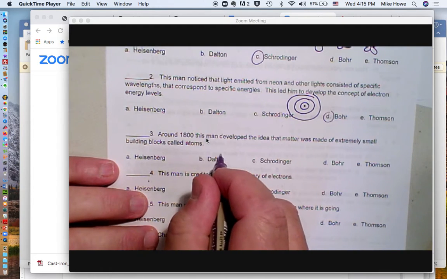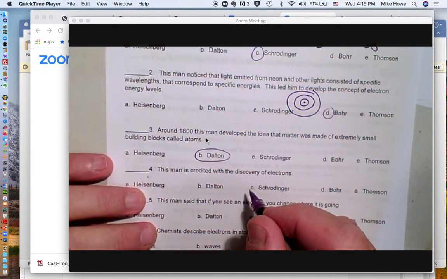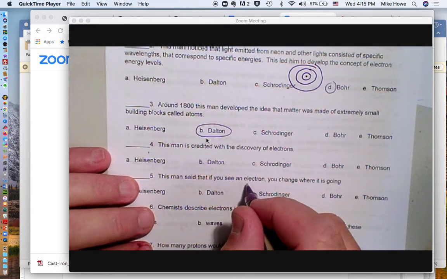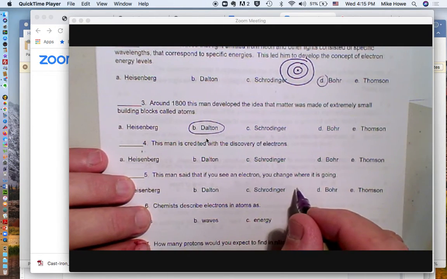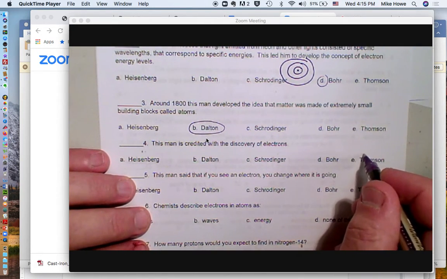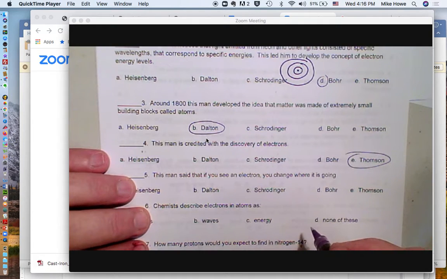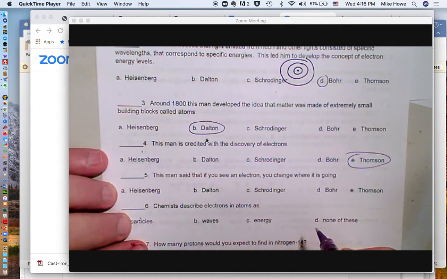John Dalton is the guy that first developed modern atomic theory. And the electrons, I showed you a cathode ray tube with a magnet about 3 weeks ago. And that was a guy named J.J. Thomson that did that work.